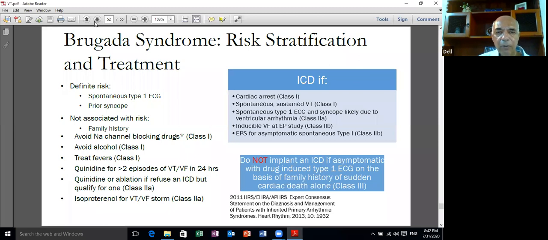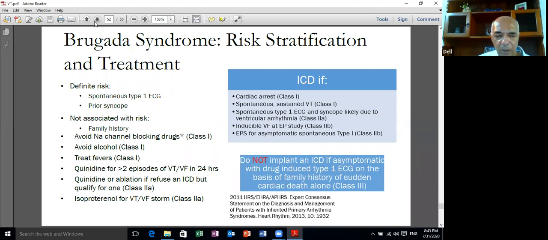Now, how do you treat Brugada syndrome? Avoid sodium channel blocking drugs, avoid alcohol, treat fever, and then quinidine. Quinidine doesn't act as a class 1A antiarrhythmic drug under these circumstances. It's an antagonist to the Ito current, which overcomes the stunted phase 0 depolarization and prevents the calcium dome of the second stage of repolarization. So quinidine is used under these circumstances.